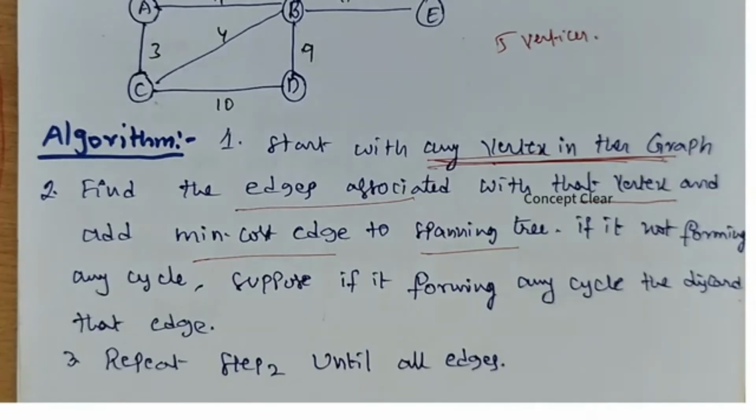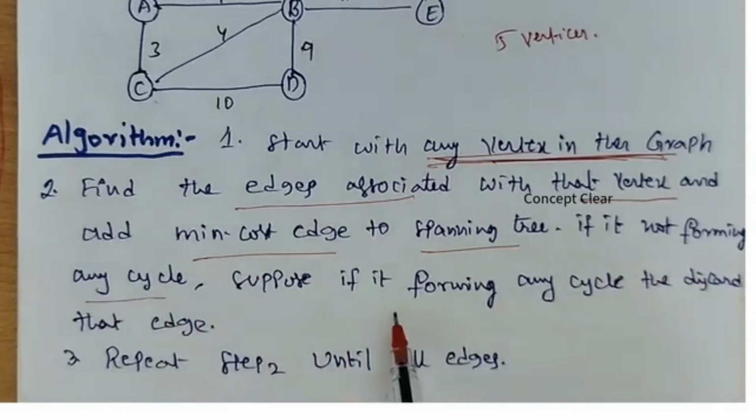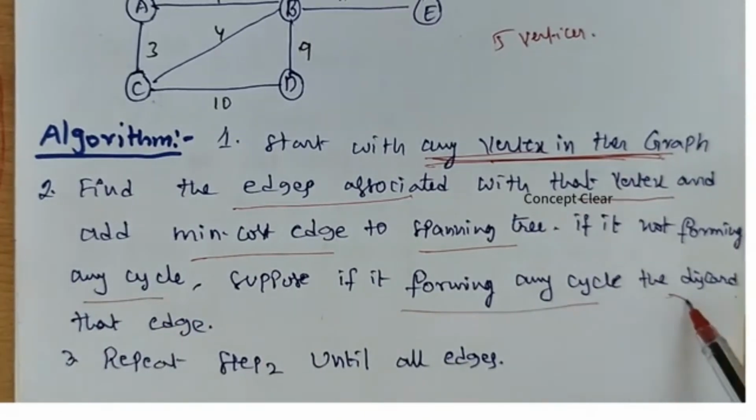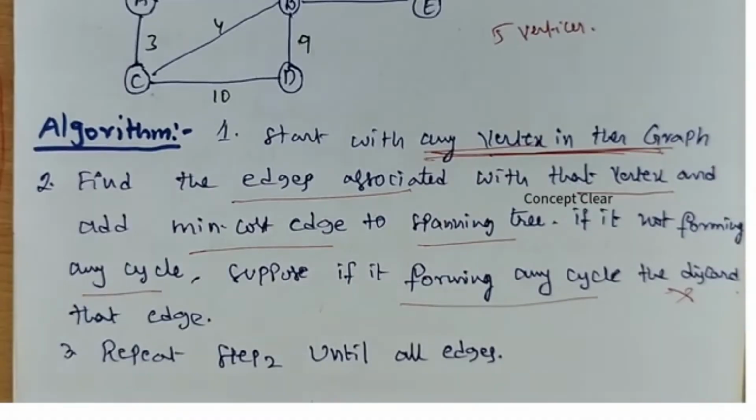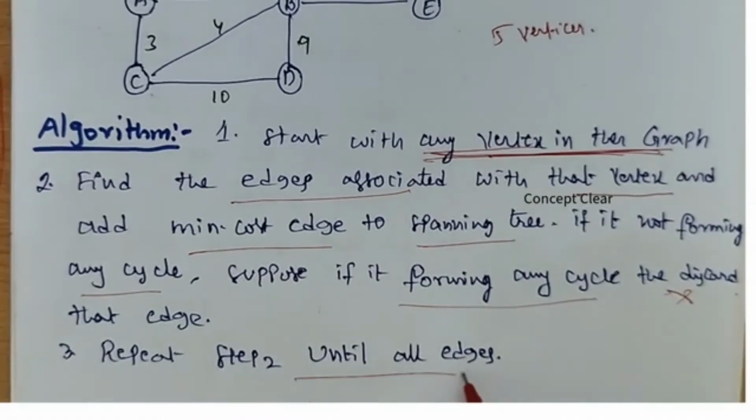The spanning tree is formed when it is not forming a cyclic form. Okay, if it is not forming any cycle, good; suppose it is forming a cycle, we have to discard that edge. And what is the last step? Repeat step 2 until all the edges are covered.